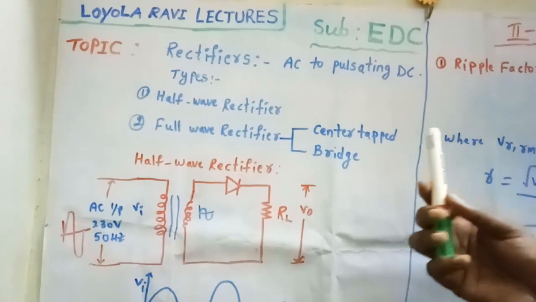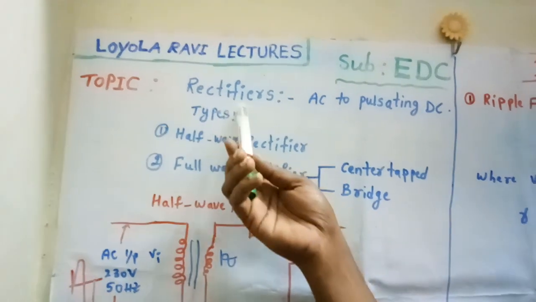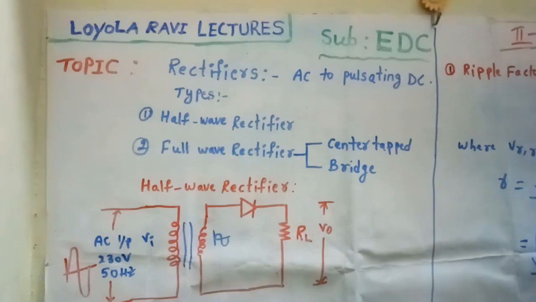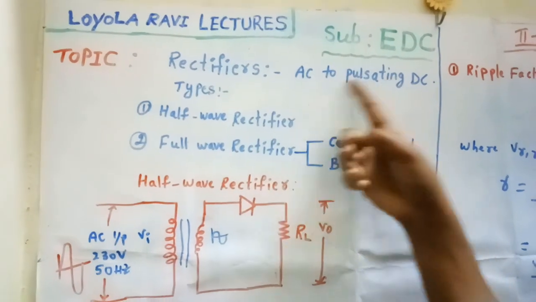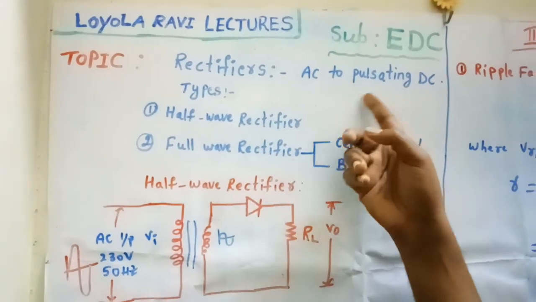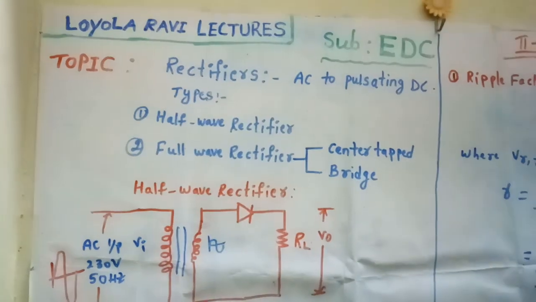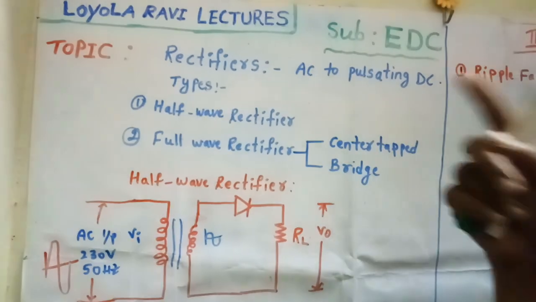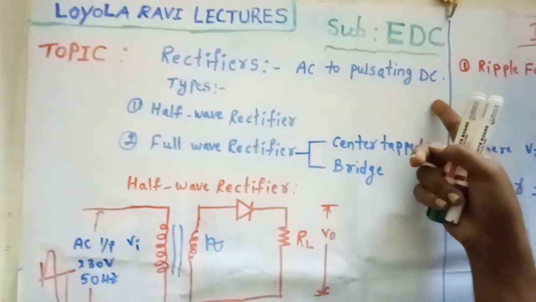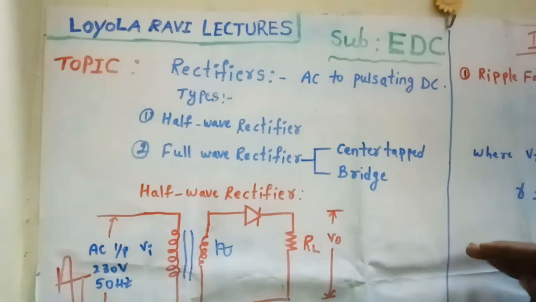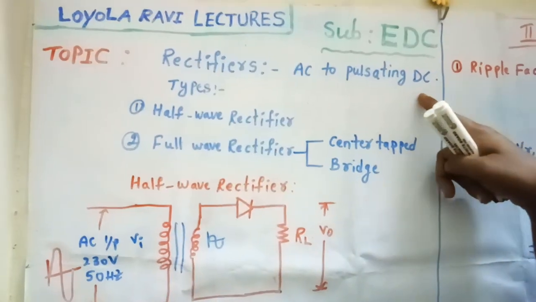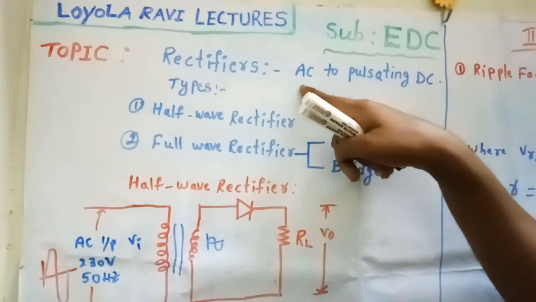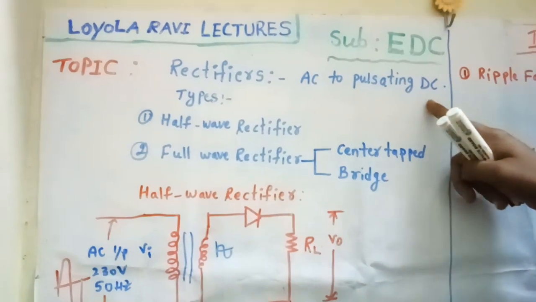So today our topic is rectifiers. The definition we already know: it converts AC to pulsating DC. Before discussing rectifiers, what is the purpose of a rectifier? Why do we have to convert from AC to DC? It is because all electronic devices operate with a DC supply. That's why we convert our already available AC voltage into DC voltage.